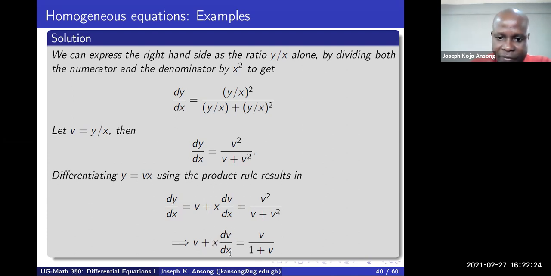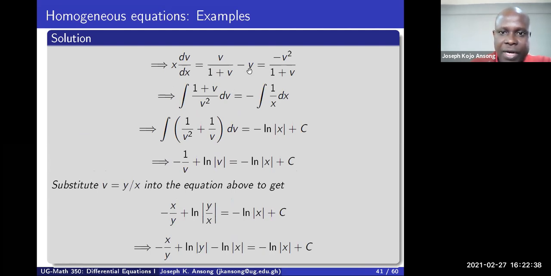So v plus x dv/dx is equal to, I can cancel out one of the v's, and have v over 1 plus v. Of course, I can take v to that side of the equation and then try to separate variables. So I take v to that side, I simplify it, and I get minus v squared over 1 plus v. So I can separate variables by bringing the v's to this side. I can leave the negative here. I bring 1 plus v all over v squared to this side of the equation, integrate with respect to v, and take x to that side, that is just 1 over x.